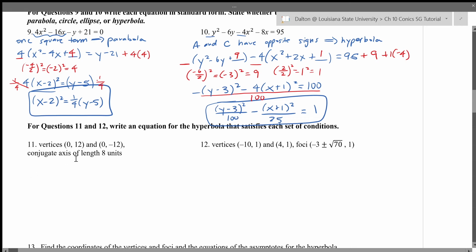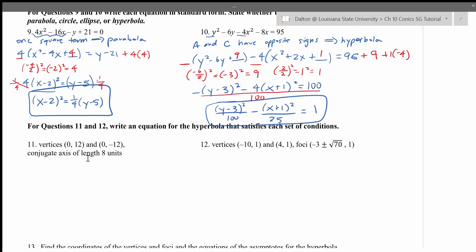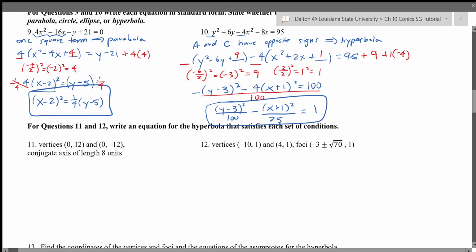So the first thing that we have to figure out is which one of our equations are we even dealing with? Are we dealing with a positive x squared term that's going to be first? Or are we dealing with a positive y squared term that's going to be first? So I like to sketch out the information that they tell us and figure out which one that's going to be. So if we just sketch out this hyperbola, this first one, okay, it's got vertices at (0, 12), so maybe that's up here, and (0, negative 12), perhaps that's down here.